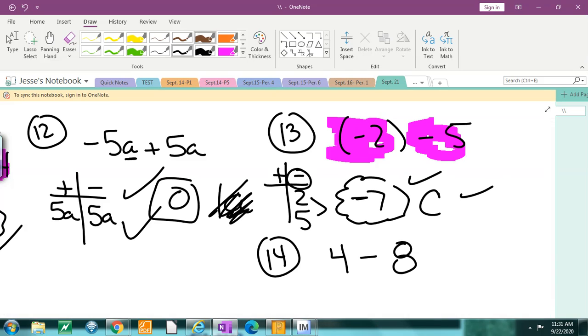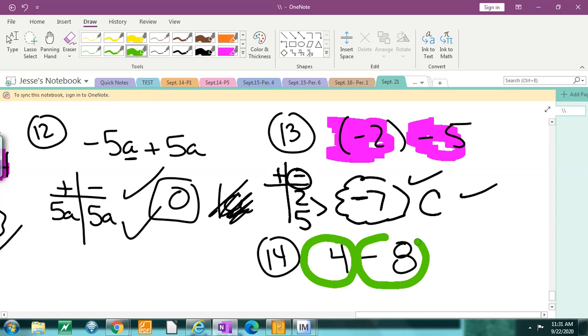What about this one? I got a 4, which is positive, and a -8, right? So now I'm going to do the t-chart. 4 positive and 8 negative. So my answer is negative what? Yep, -4. You subtract. So then your answer is C. All right, so far so good?